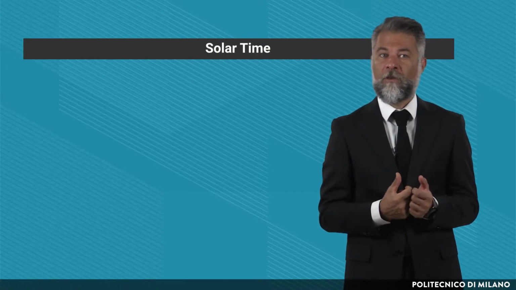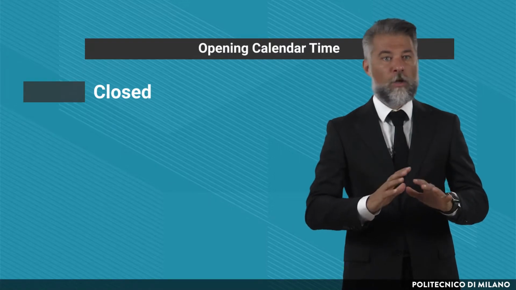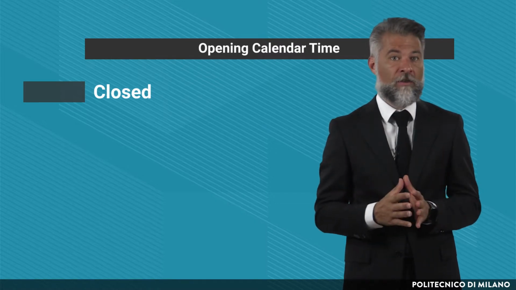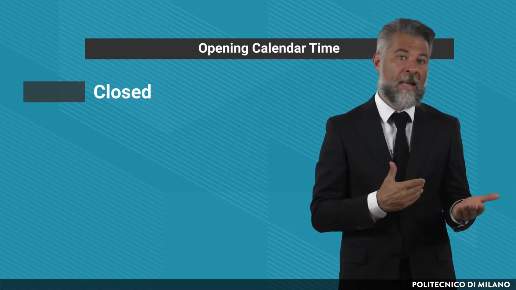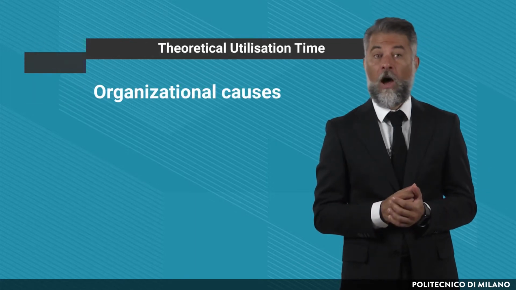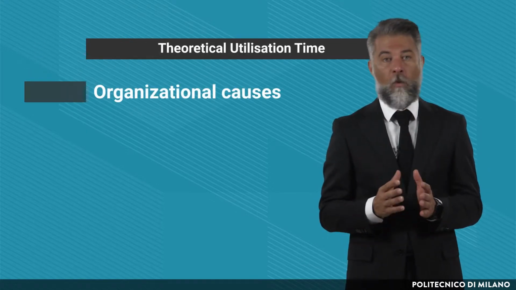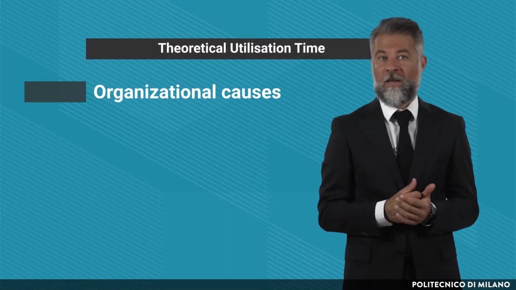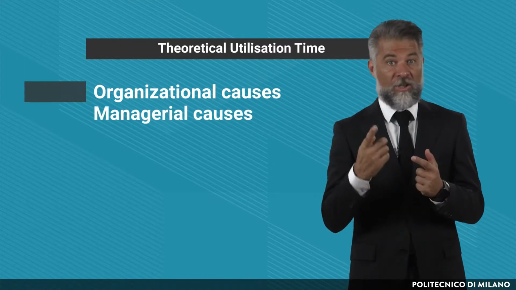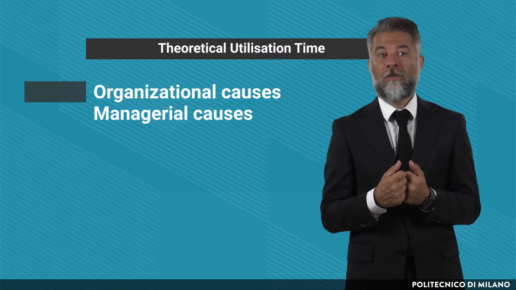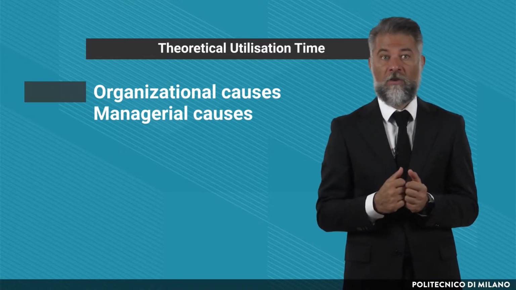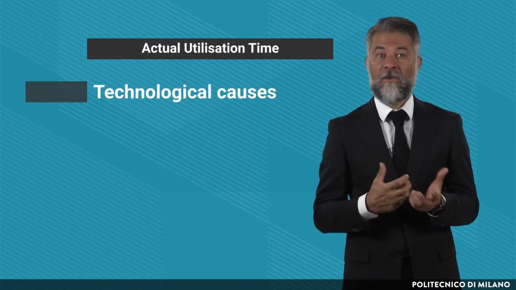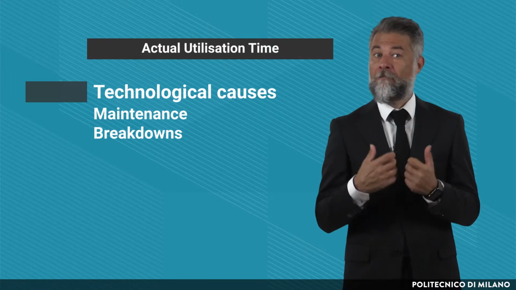If we take, for instance, a very common classification scheme in operations management, we could single out the following states of production resource. Closed. The plant could be closed, not working, for calendar-related reasons. Nighttime, weekends, holidays. Organizational causes. When the resource is not working due to strikes and other organizational causes. Managerial causes. Idle time due to lack of orders or lack of materials. Technological causes. Idle time due to maintenance and machine breakdowns.